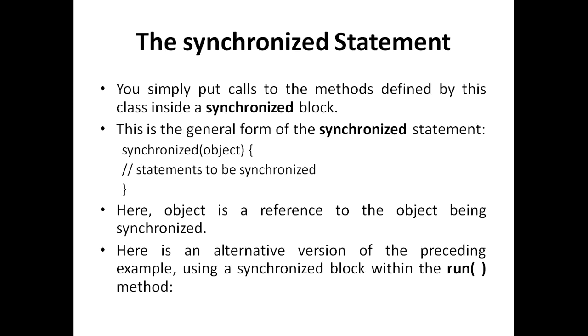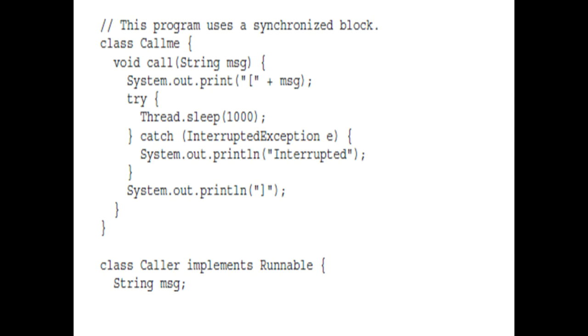So next one we have is the synchronized statement. You simply put calls to the methods defined by this class inside a synchronized block. So here, instead of making the whole method synchronized, you can just add one synchronized block, and to that synchronized block we need to pass an object, that is nothing but the object on which you need to call this synchronized block. So that object is a reference to the object being synchronized. So here we'll see the example of a synchronized block, that is nothing but a synchronized statement.